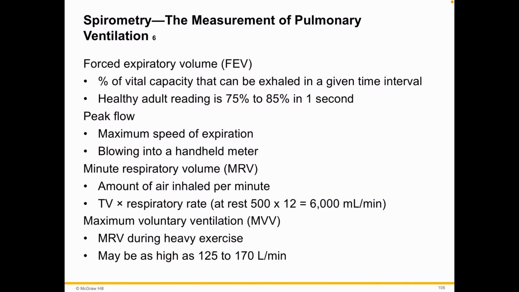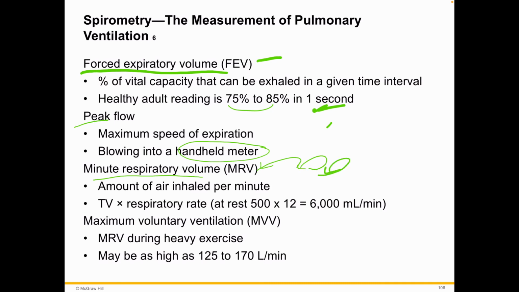Okay. Continuing with spirometry, forced expiratory volume, FEV, is the percent of the vital capacity that can be exhaled within about a second's worth of a time interval, which is usually between 75 to 85%. Peak flow is the max speed of expiration, using the handheld meter. Also minute respiratory volume, the amount of air inhaled per minute. This can also be repeated inhalations over that minute.